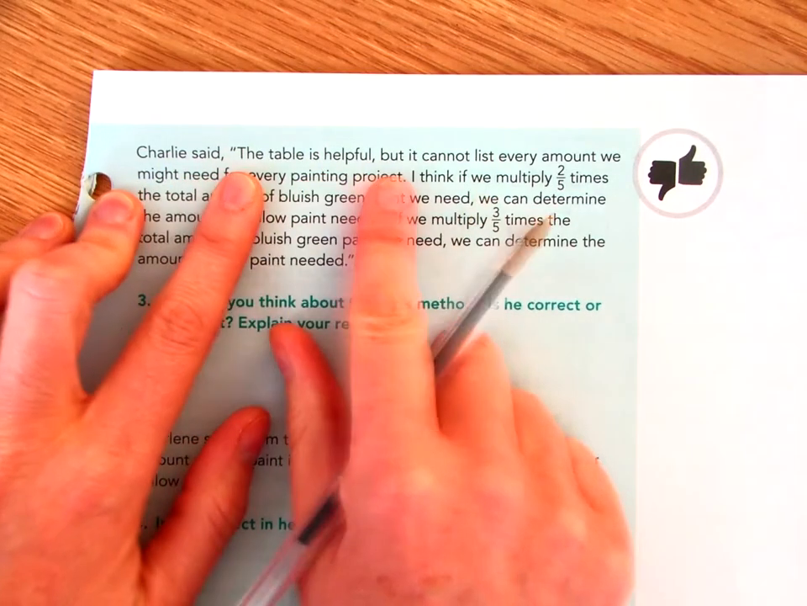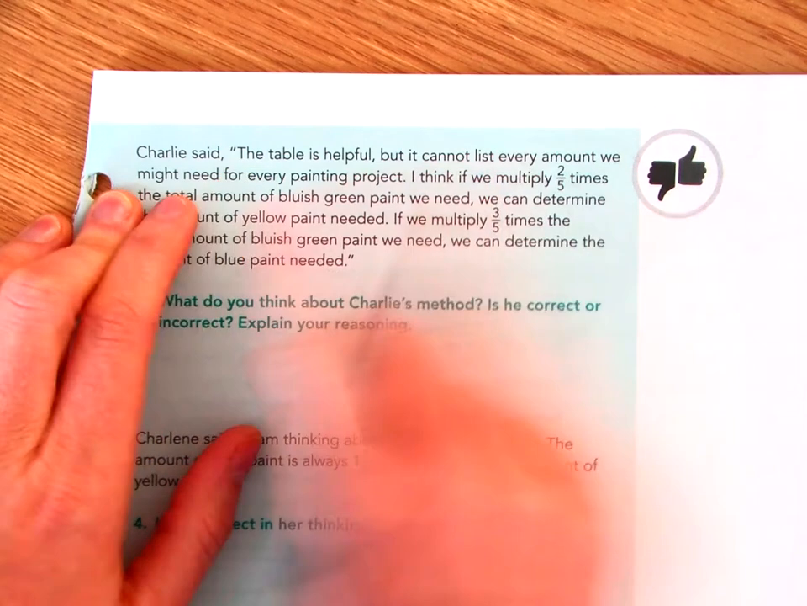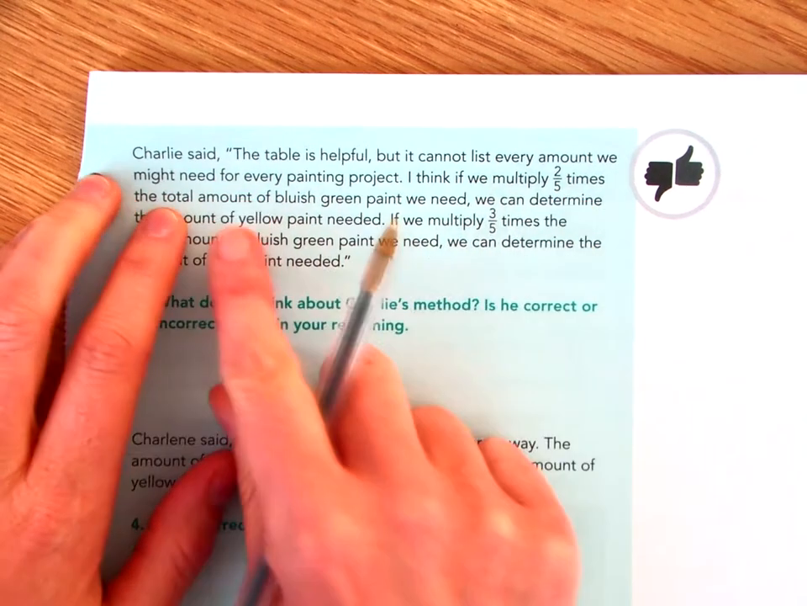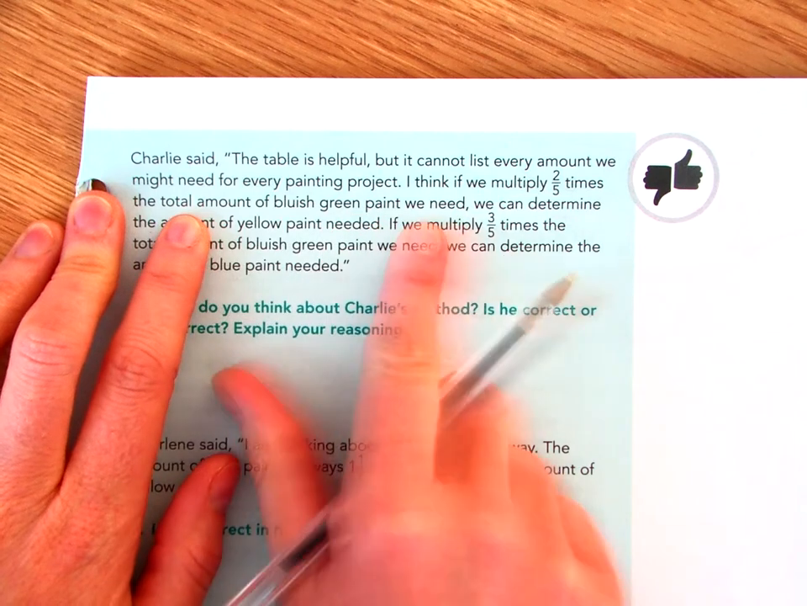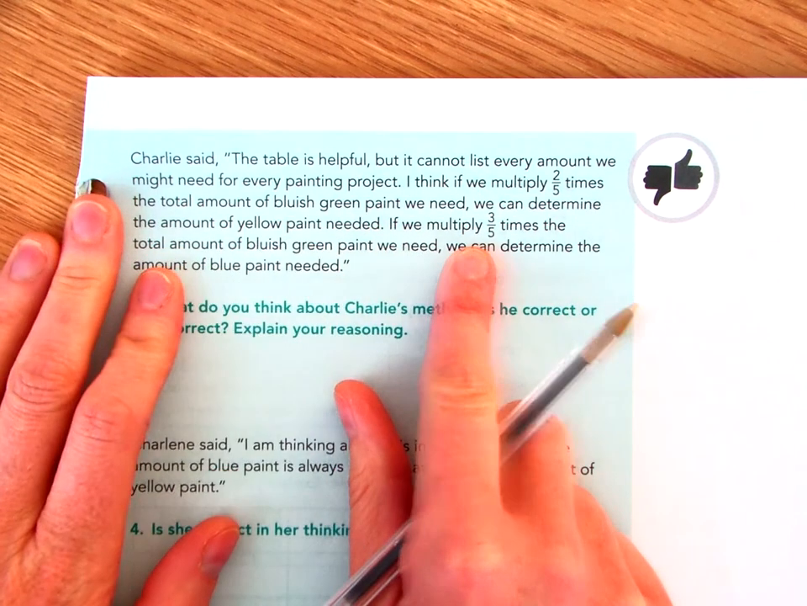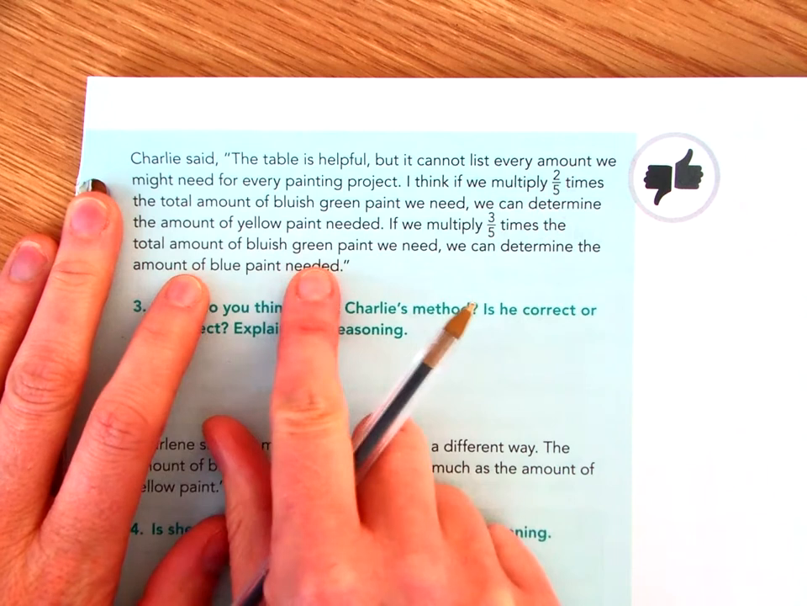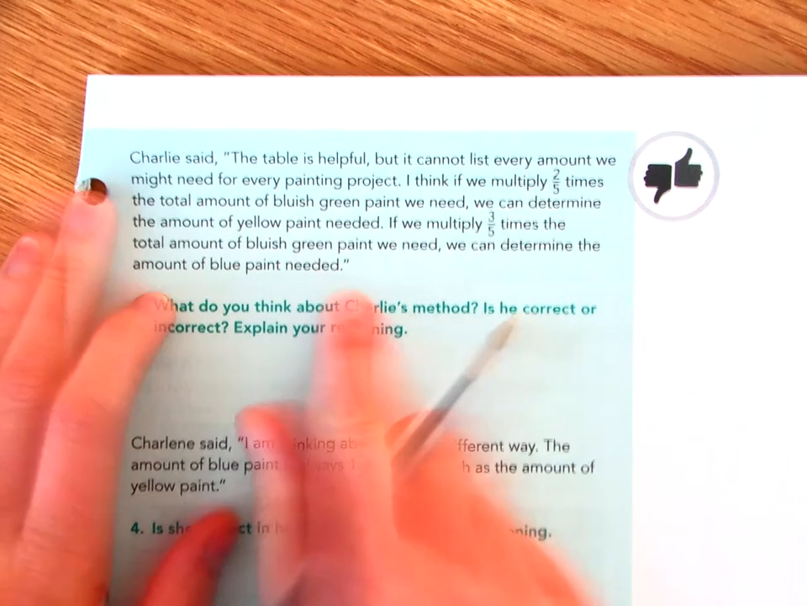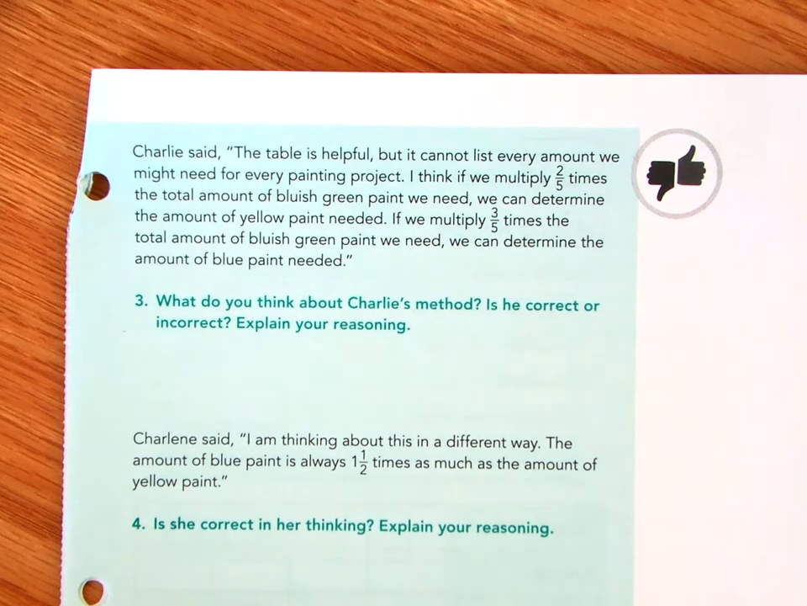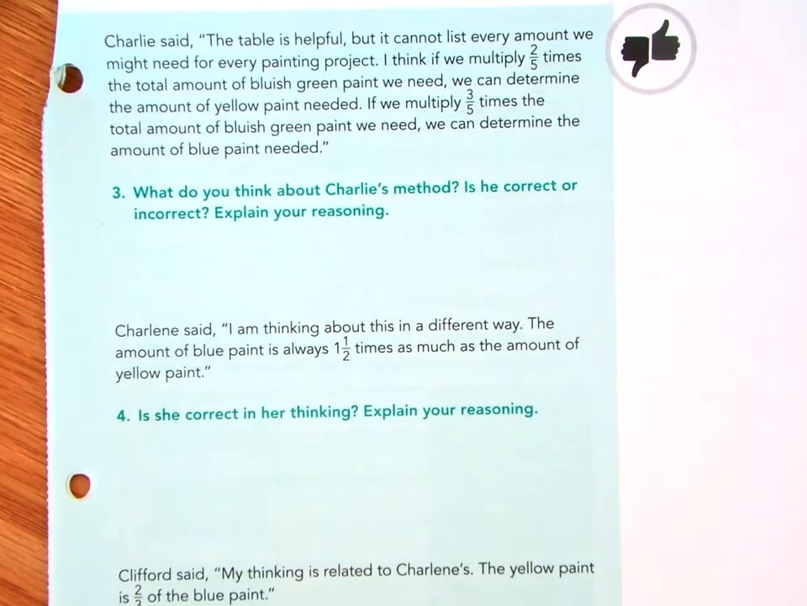Charlie said, the table is helpful, but it cannot list every amount we might need for every painting project. I think if we multiply 2/5 times the total amount of bluish-green paint we need, we can determine the amount of yellow paint needed. If we multiply 3/5 times the total amount of bluish-green paint we need, we can determine the amount of blue paint we need. What do you think about Charlie's method? Is he correct or incorrect? Explain your reasoning.